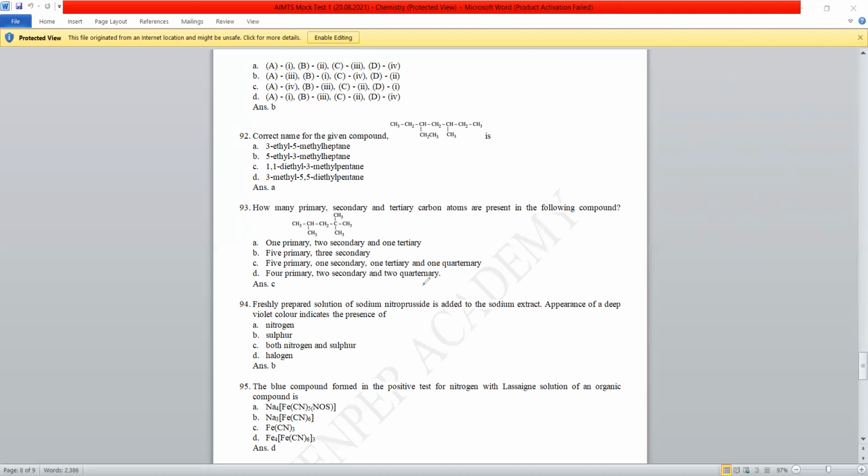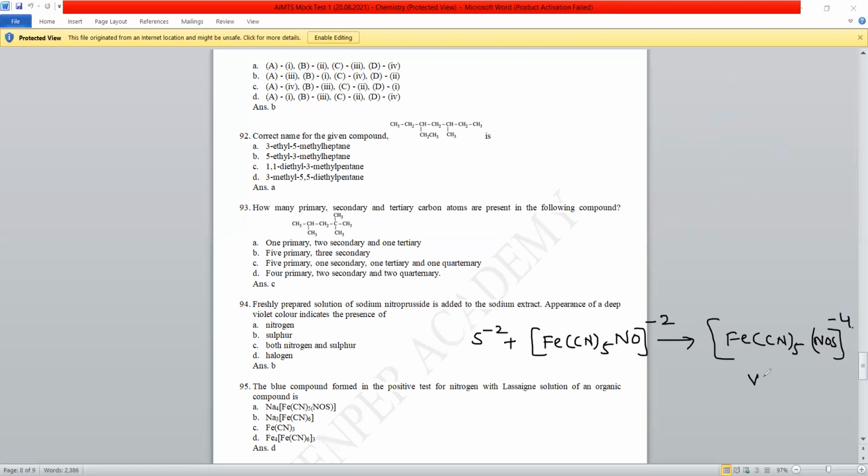We have to do the Lassaigne test. So we'll see what reaction happens in the Lassaigne test. We are treating the sulfide with sodium nitroprusside, Na2[Fe(CN)5NO]. This is the complex with a -2 charge. When you treat the sodium nitroprusside, we'll get the complex [Fe(CN)5NOS] with a -4 charge.